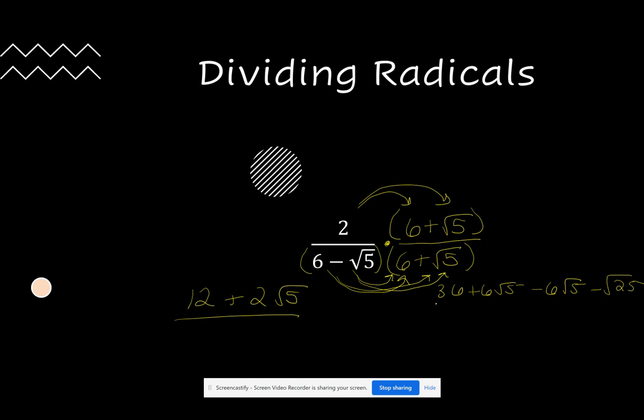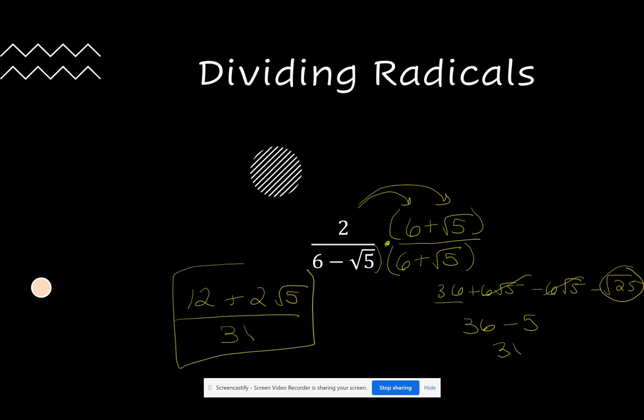So we always get 36. These two cancel out, minus the square root of 25 is 5. So we get 31. So you always get the square of the first number minus the square of whatever, or just whatever's under the square root. So 36 minus 5 is over 31.